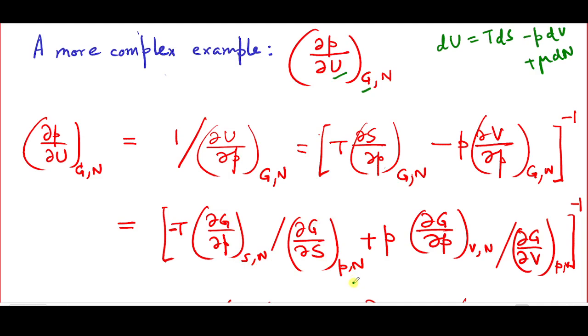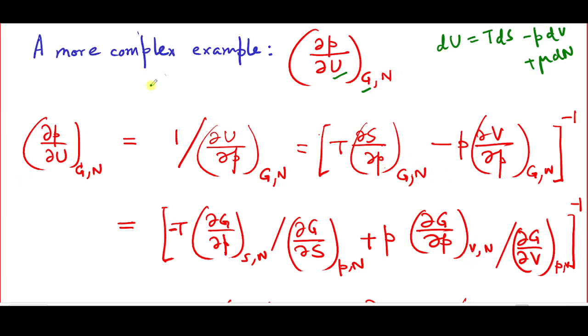Once again, this looks a bit like the derivative where the G would tend to cancel out, but at the expense of a minus sign. So this is minus T del G del P at S, N by del G del S at P, N. The same thing is done here. You write this as del G del P at V, N by del G del V at P, N. The minus sign, of course, couples with this minus to make it a plus.